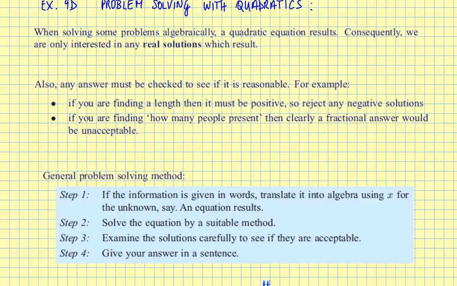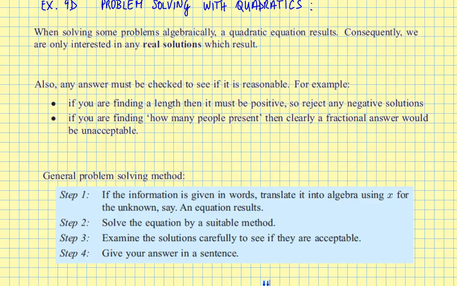Solving the equation means that you could be using sum and product with your quadratic, as opposed to using the quadratic formula, as opposed to completing the square, as opposed to splitting the middle term, removing common factors. All those things that we've looked at so far are possibly going to be in there, and you're always going to choose the easiest of the methods.